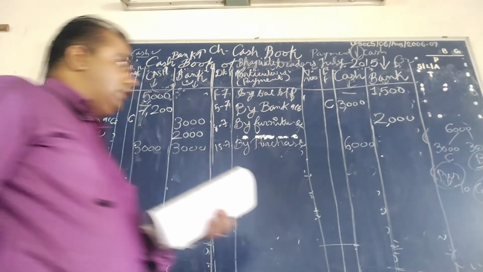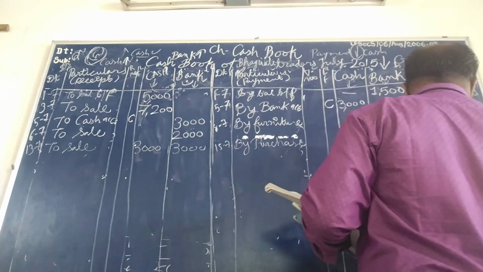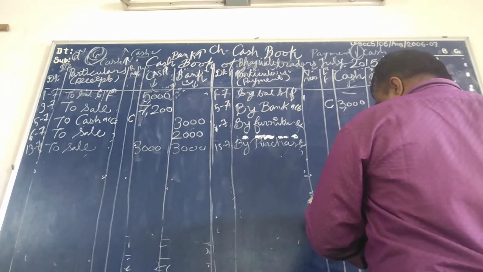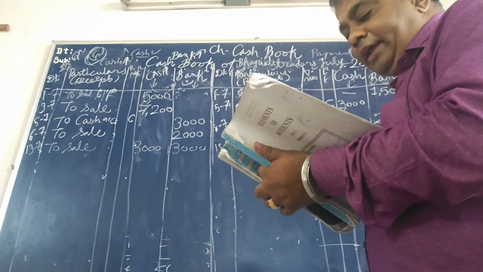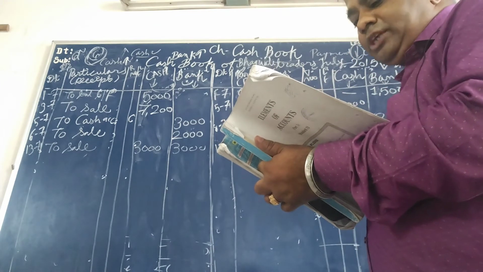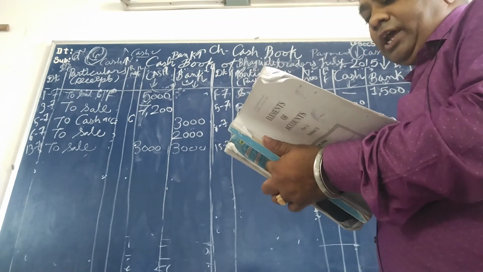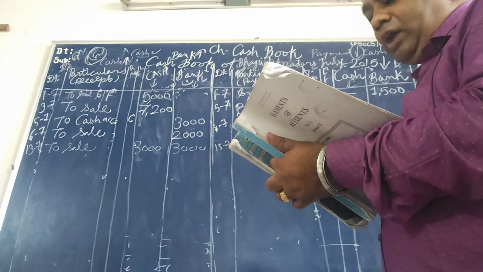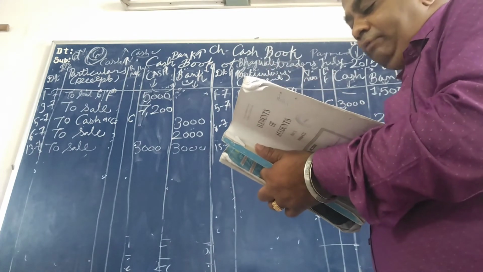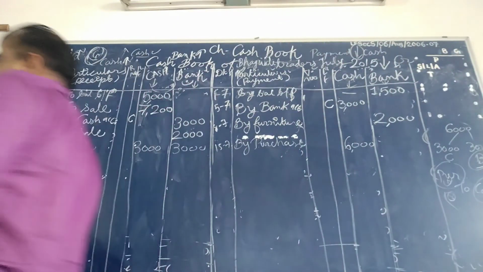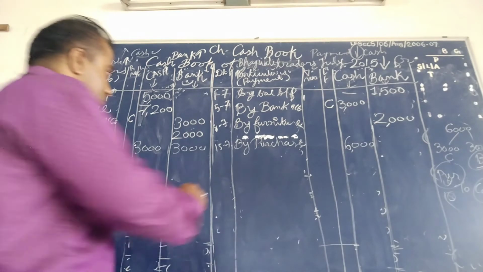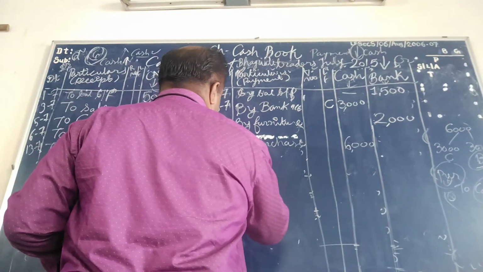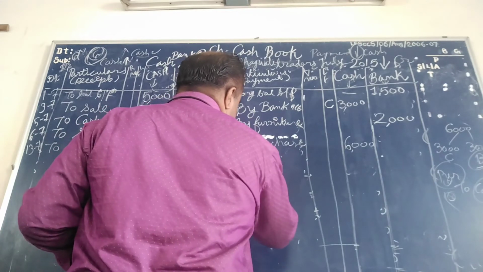Now 18th of July, salary of 1,000 and brokerage of 500 are paid by cash. So the journal entry will be passed as salary account debit, brokerage account debit to cash account, and hence cash goes out. Okay, so we credit in the cash book. So we write here 18th of July, by salary account.